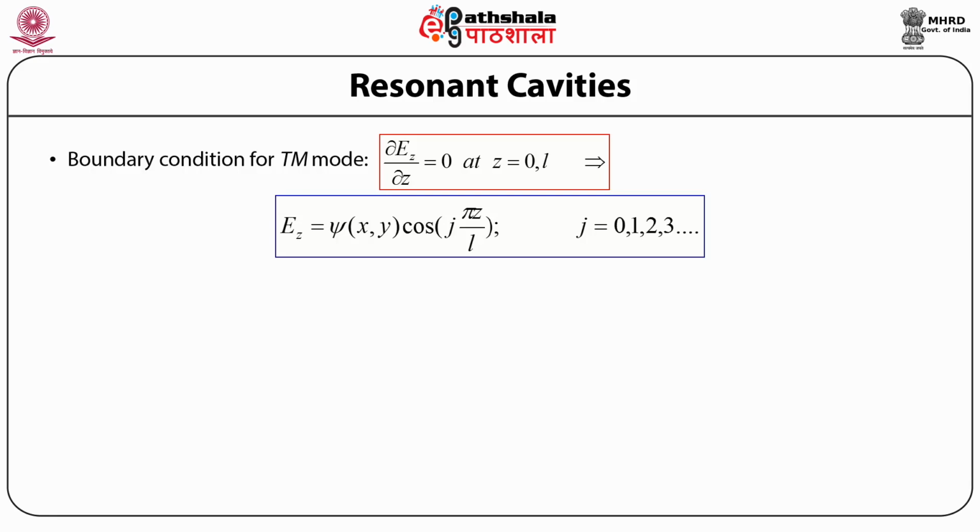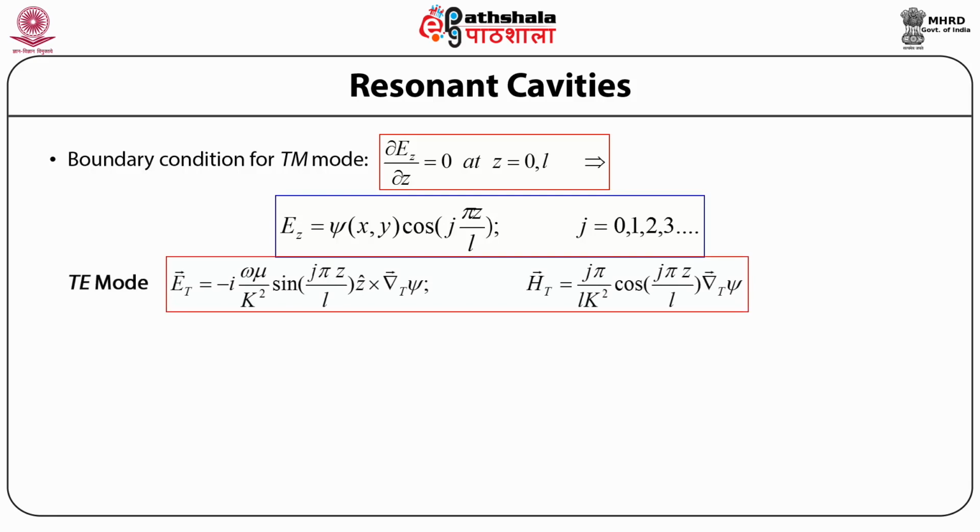So finally, we can write down the transverse electric mode for the resonant cavity as given by the transverse component of the electric field is given by minus iω μ by K squared times sine of jπz/L times unit vector z cross product with the transverse component of the del operator acting on the wave function psi, and the transverse component of the magnetic field vector is given as jπ upon L K squared times cos of jπz/L times the transverse component of the del operator acting on the wave function psi.